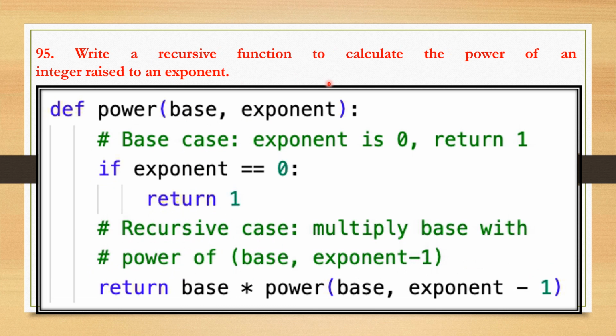The next program is to calculate the power of an integer raised to an exponent. Here this power function takes two arguments, base and exponent, representing the number and the power to which it is raised.